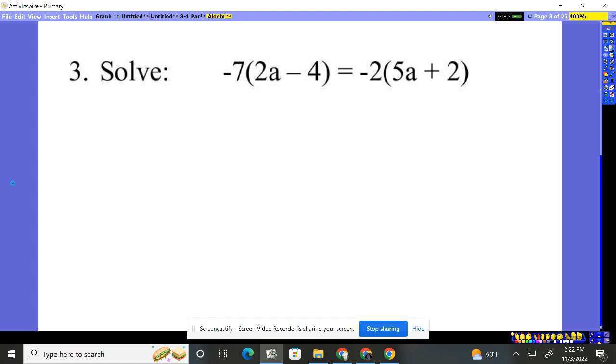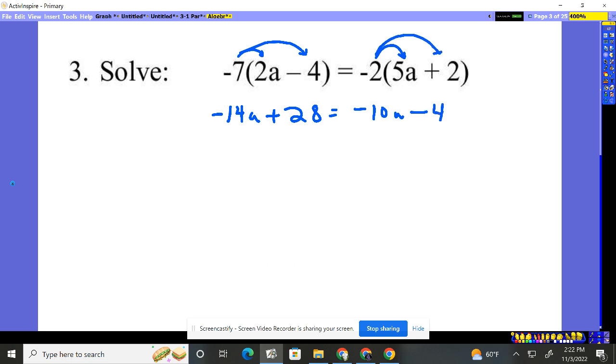Number 3, well, just a basic problem. Distribute through. -7 times 2a is -14a. -7 times -4 is plus 28. -2 distributed through will be -10a. And -2 times a positive 2 will be -4.